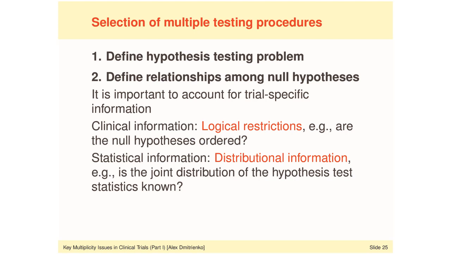And secondly, there are also distributional assumptions, distributional relationships. For example, the question to ask would be, what is the joint distribution of the hypothesis test statistics? Is it known to us? Or is there any uncertainty about it? Can we assume that it is known and then we can utilize this knowledge to build a multiple testing procedure?